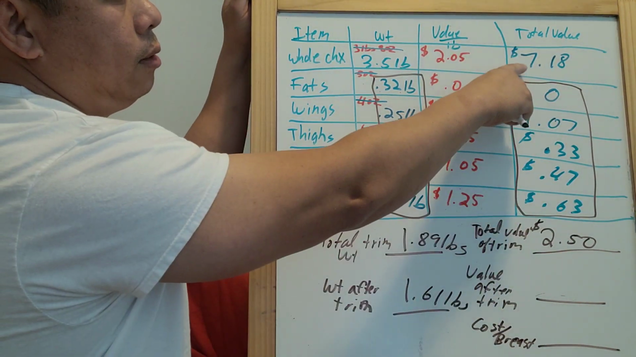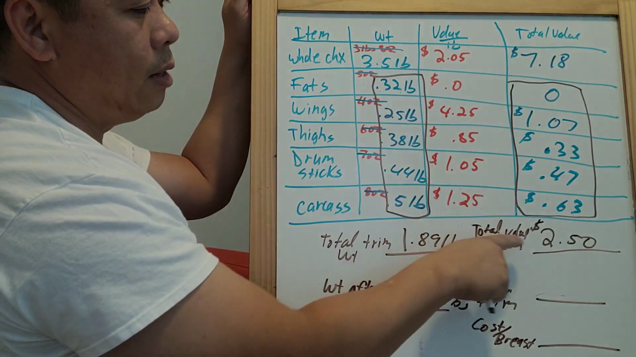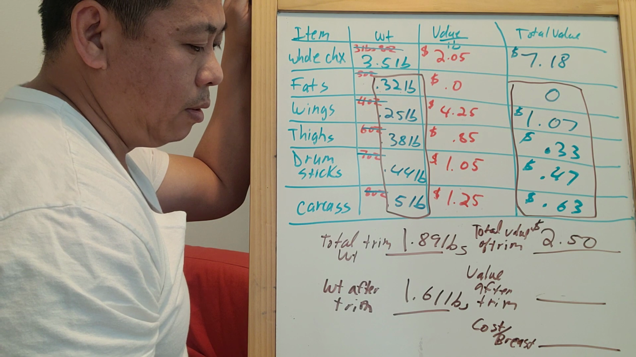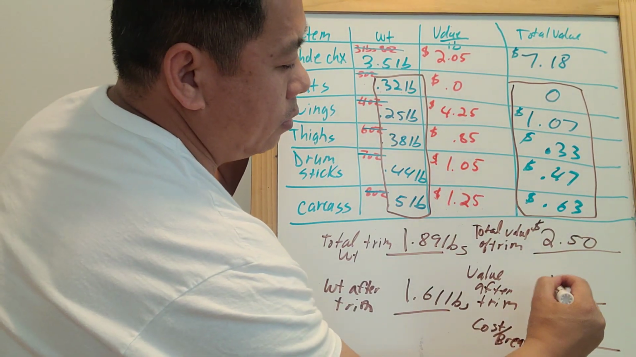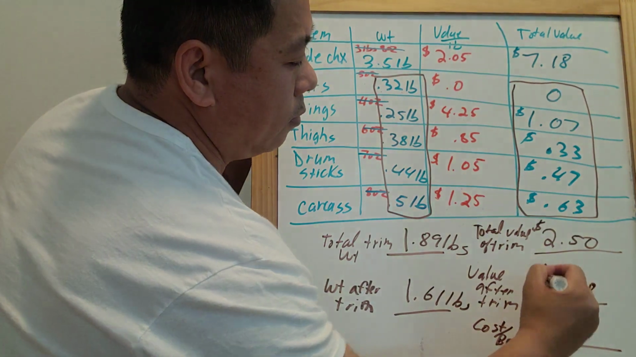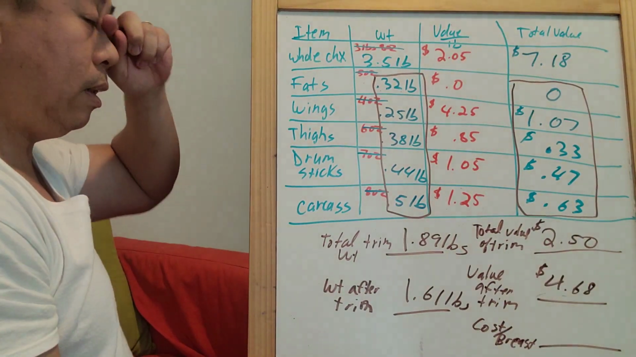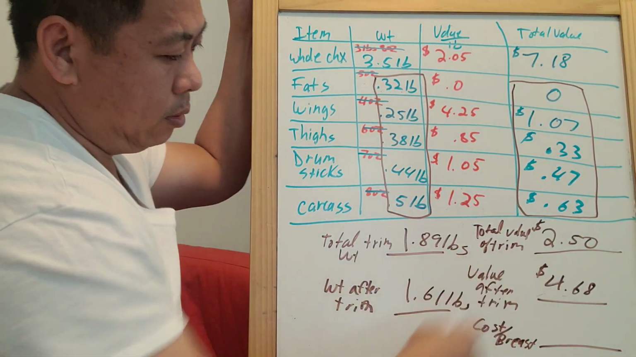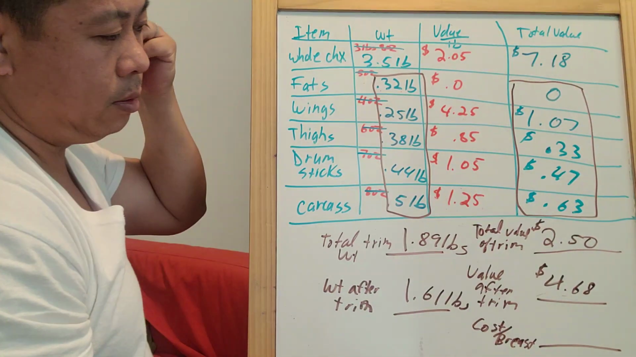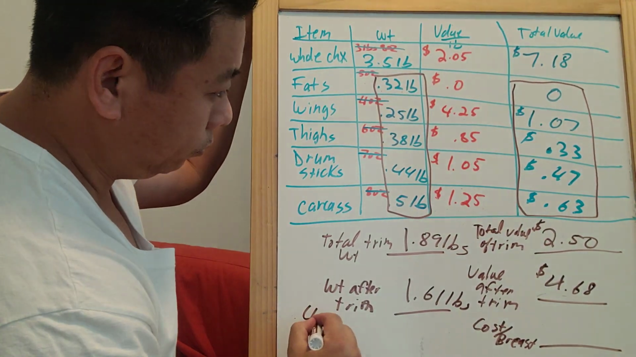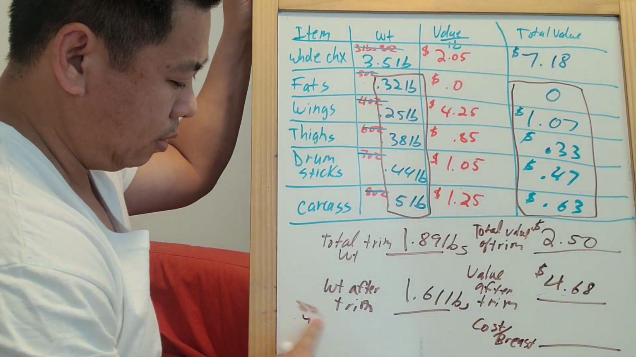So you want to take the total value minus the trim, and what I have here is $4.68. Okay, you want to figure out how much it is per pound. You take 4, get a different color here.